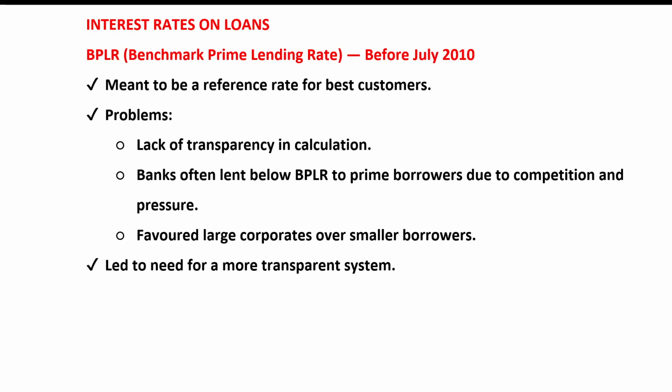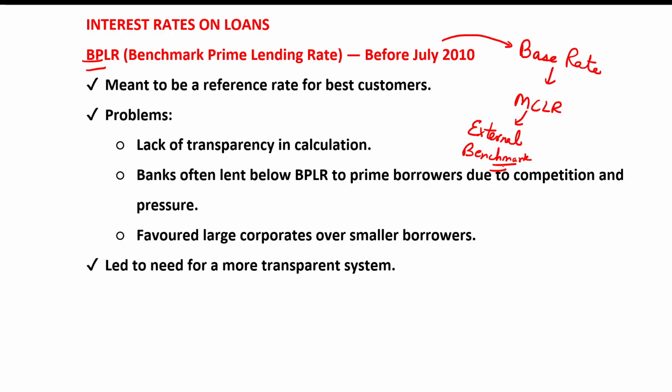Interest rates on loan. Earlier, RBI controlled the interest rate banks could charge on loans. Later, this was deregulated, meaning banks could decide their own rates, but within certain RBI guidelines. And over time, the system for setting rates has changed. So, from benchmark prime lending rate, it moved on to base rate, from base rate to MCLR, and from MCLR, it moved on to external benchmark. And we'll understand each of them one by one.